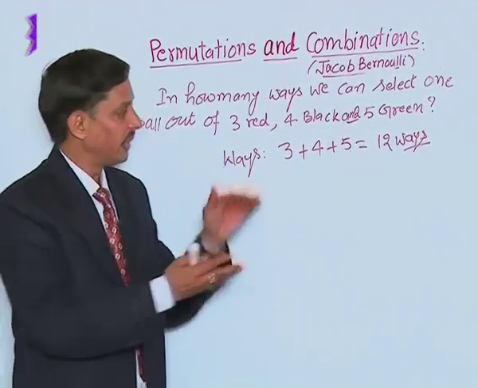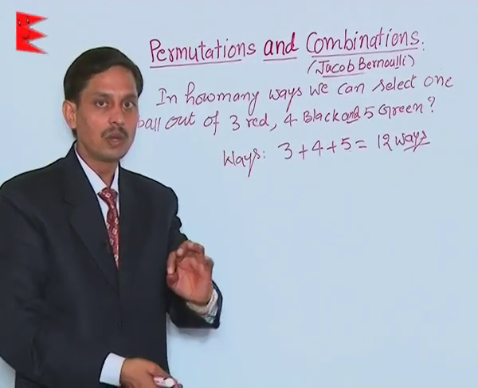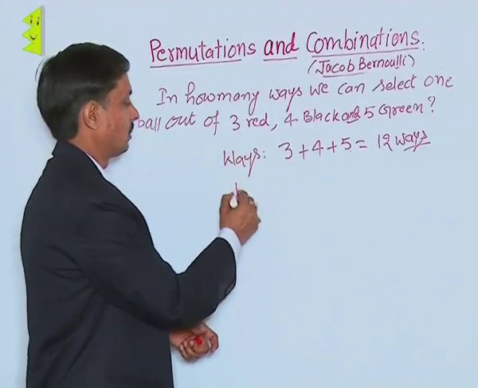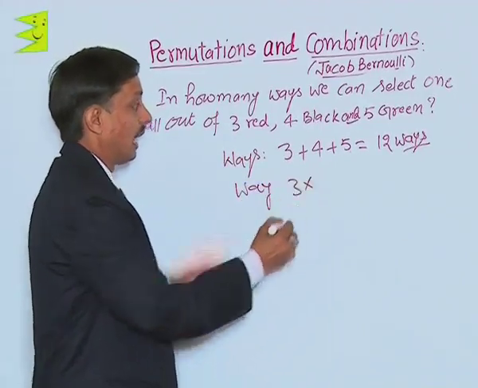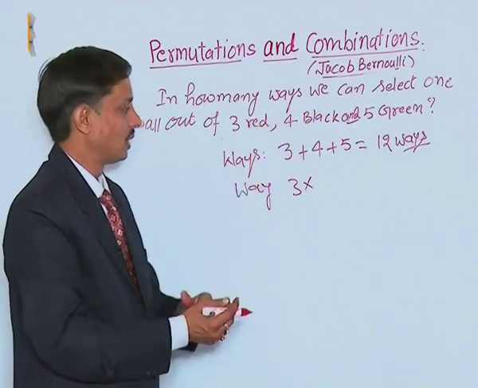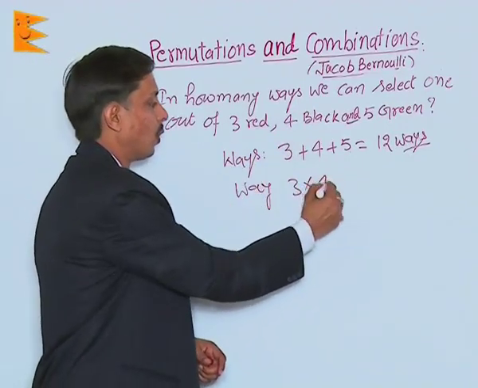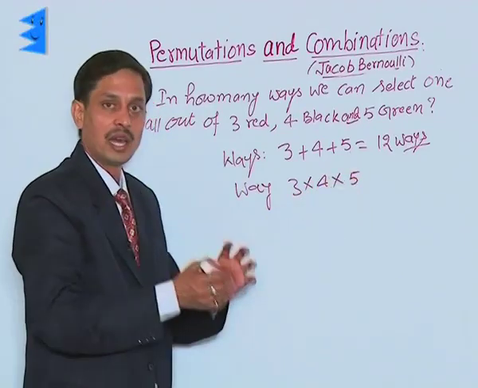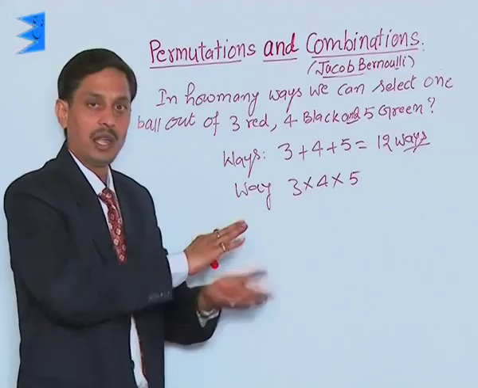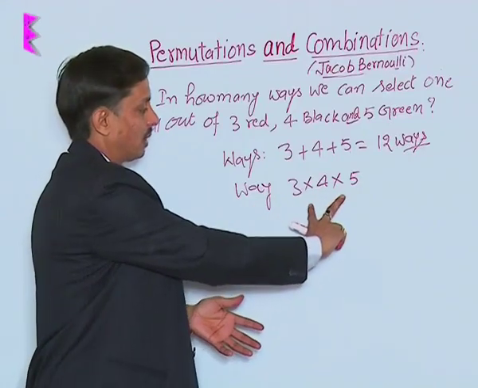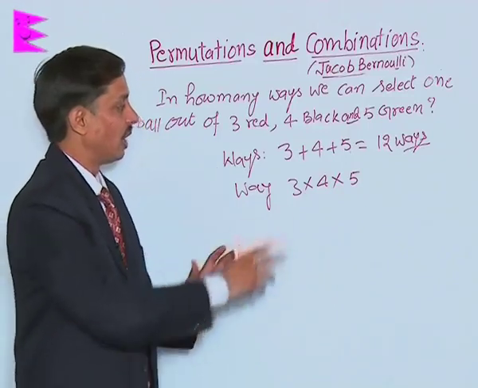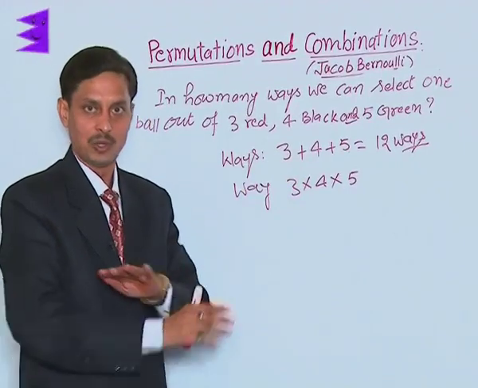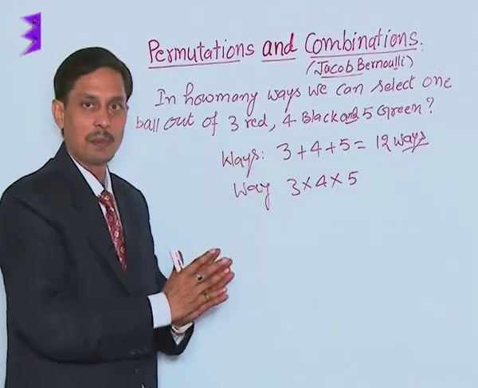Suppose I extend this question, that you want to select 3 balls, one of red color, that is 3, and one of black, that is 4, and one of green, that is 5. So whenever the word "and" is coming, we are using the principle of multiplication. If the word "or", "either or", is coming, we are using the principle of addition. So there is no issue about which principle is applied.